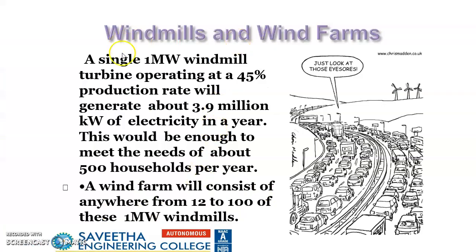So windmills and wind farms: a single 1 megawatt windmill turbine operating at 45% production rate will generate about 3.9 million kilowatt hours of electricity in a year. And this would be enough to meet the needs of about 500 households per year. A wind farm will consist of anywhere from 12 to 100 of these 1 megawatt windmills. Okay, so a collection of windmills, we call it a wind farm.